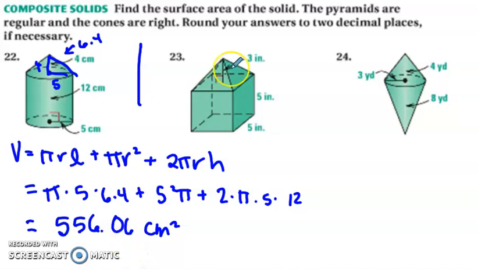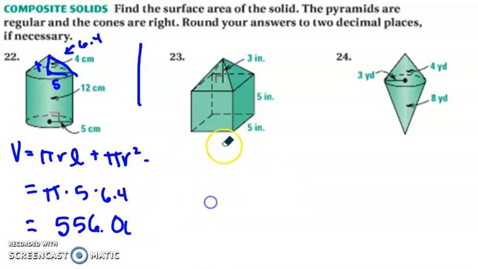Let's see, which one do we want to do? Let's go ahead and do the second one. I'm going to have to erase so I have some room to work here. All right, so in this one, we have a cube and a square pyramid. It tells you up here somewhere that the pyramids are regular, so we can assume that that's a square pyramid. Okay, so surface area, we'll start with the bottom this time, of a square prism or a cube or a rectangular prism if you want.